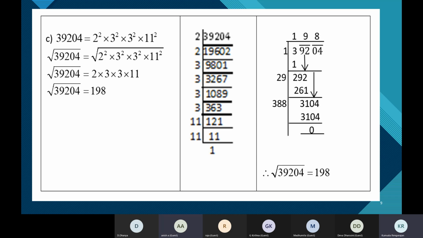198. The square of 198 is 39,204. Don't say square root of. The square of 198 is 39,204. That is when you multiply 198 with itself, 198 into 198 will give us 39,204. The square of 198 is 39,204. The square root of 39,204 is 198. Okay, ma'am. Very good, Anish. Well explained.